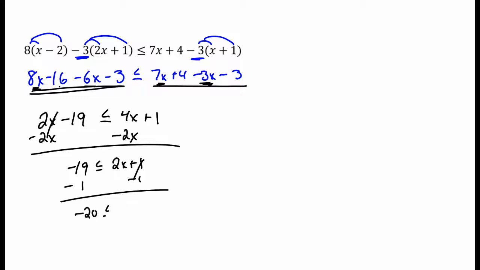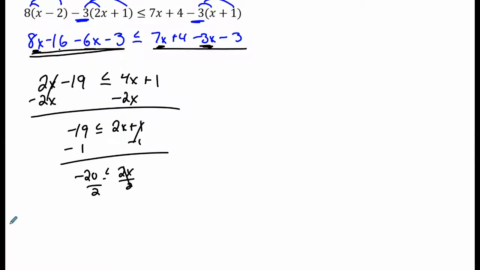Negative 20 is less than 2x. So now I divide by 2. Some people ask me at this point, do I flip the sign? Well, did you divide? Is your divisor a negative number? No, I'm dividing by a positive 2. So the sign doesn't flip. I know that was a negative number, but the sign doesn't flip because I didn't divide by a negative number. Negative 10 is less than x, so x is bigger than or equal to negative 10.